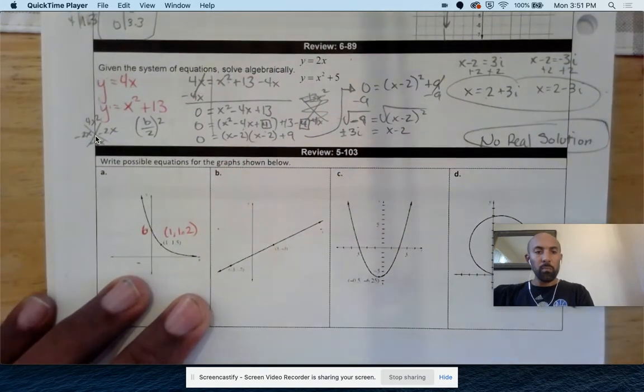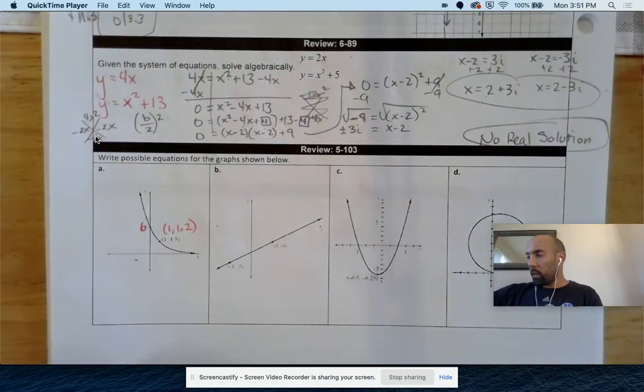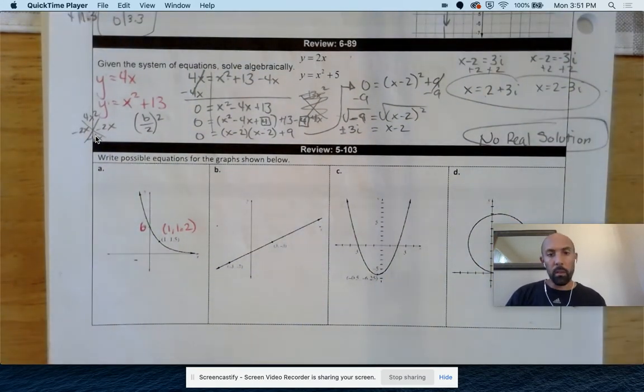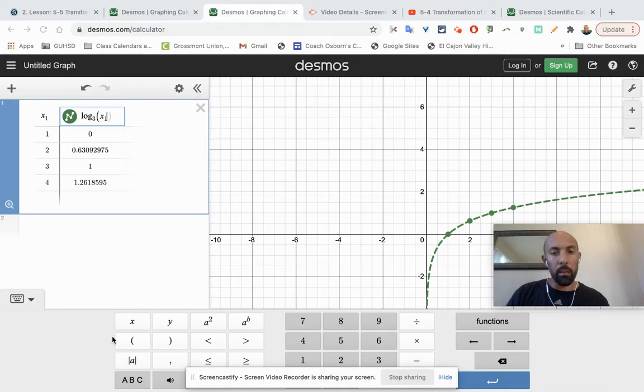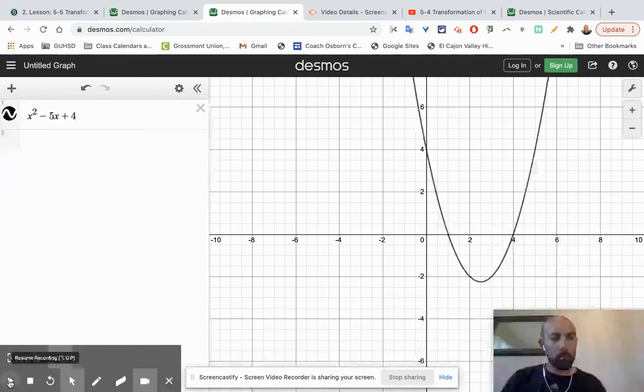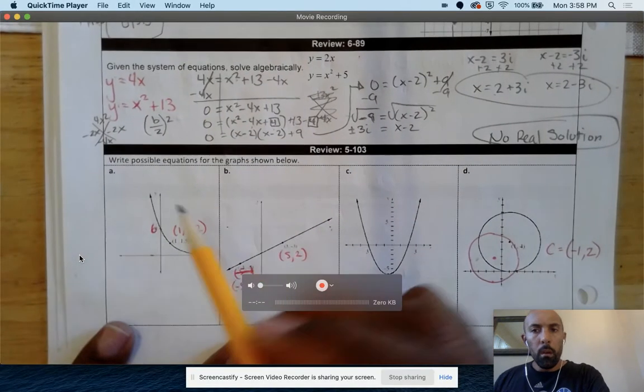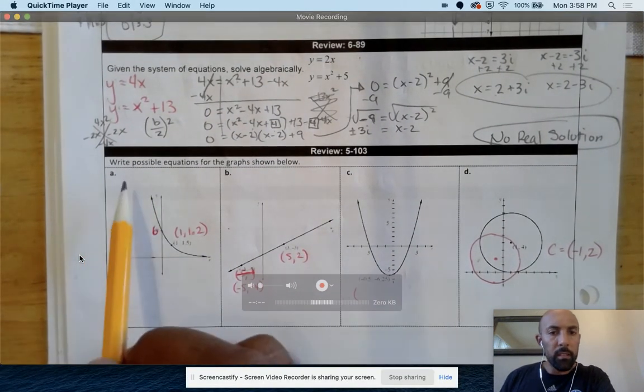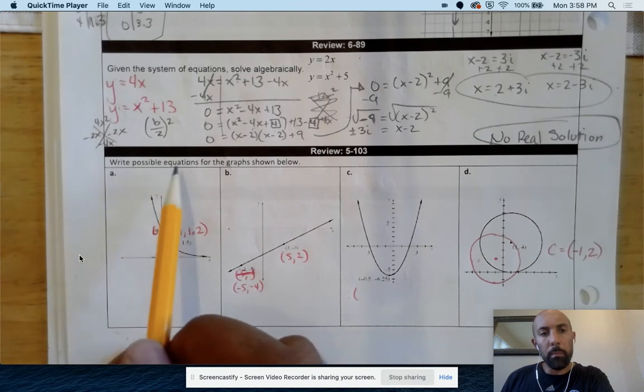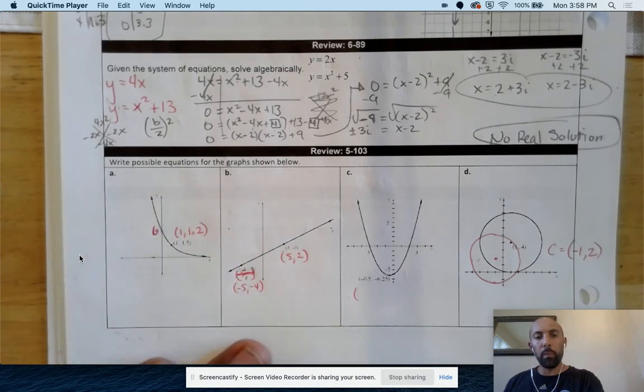Okay, so the last one's here. So I changed up the numbers a little bit. I think I got to change up a couple more here. Let me make a couple edits. All right, so this last few problems, we're going to be writing possible equations for the graphs below.